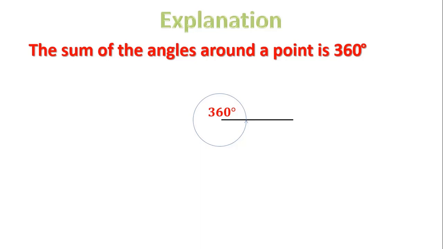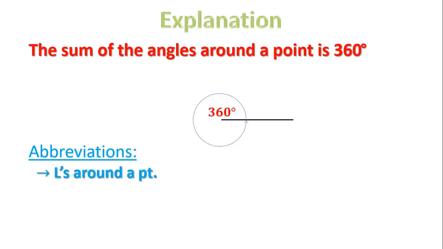Now when we're doing geometry, we have an abbreviation for that, and there's two options. Either one is correct. You can choose which one you want to use. So angles around a point, or PT, and then angles in a revolution. It means the same thing. Let's look at some examples and see how we do this.